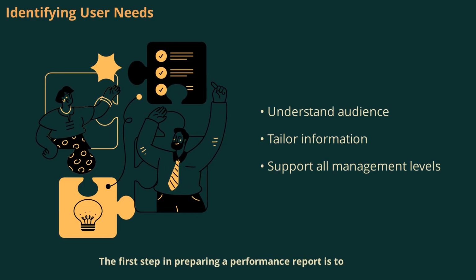The first step in preparing a performance report is to clearly understand who will use the report and for what purpose. Reports are often written for senior management, but they are also valuable for middle and low-level managers. By considering the needs of all potential users, you can ensure that the information included is relevant and detailed enough to support effective decision-making at every level.